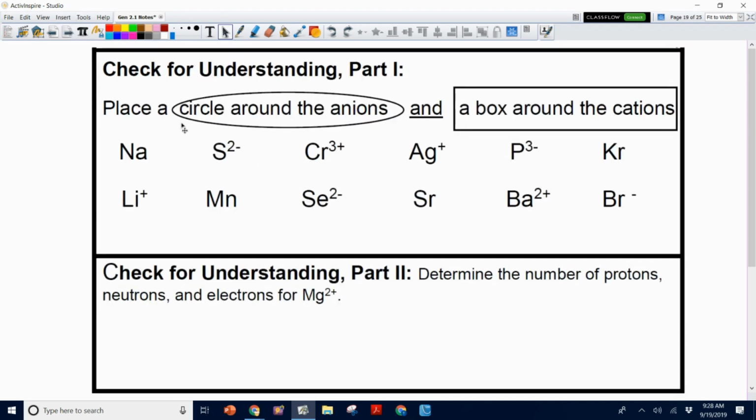All right, and so here's a check for understanding. Place a circle around the anions and a box around the cations. So remember, what charge are anions? Anions are negative, okay, and cations are positive. So this one, sodium, the first one. Okay, so you don't see any number here in the upper right-hand corner, so that's neutral. It's neither positive nor negative. All right, so negative 2, is that an anion or a cation? All right, that's an anion because it's negative, so we'd put a circle here. Positive 3, that's a cation, so we'd put a box around this one.